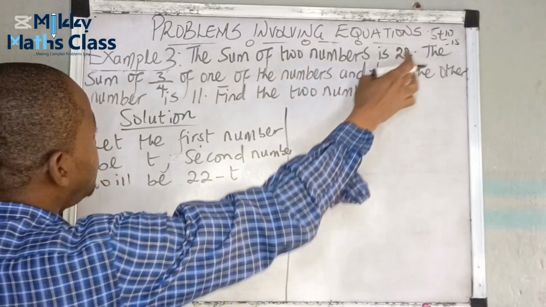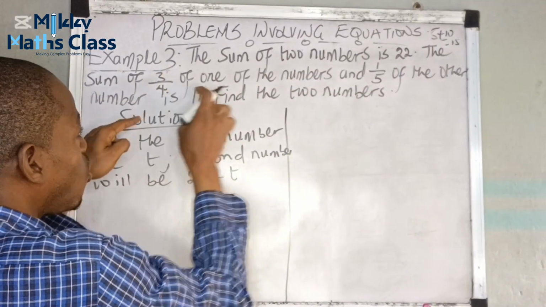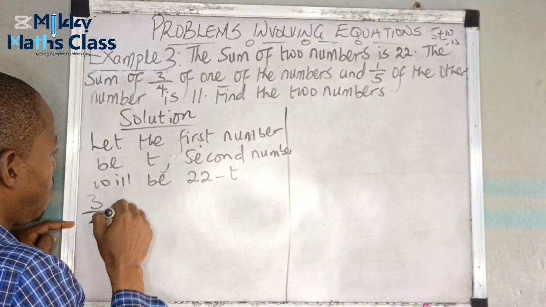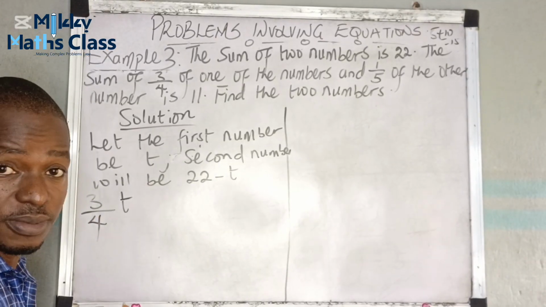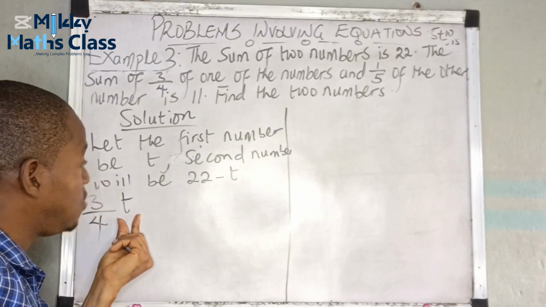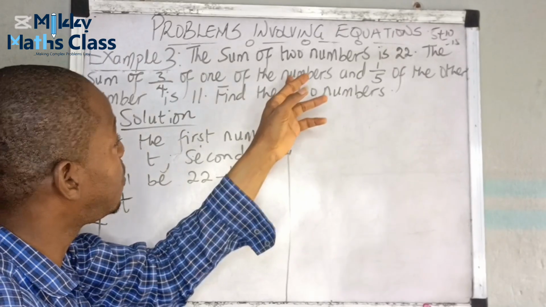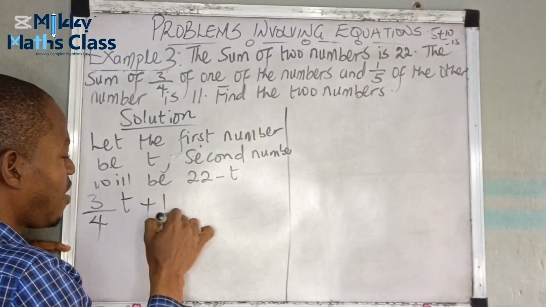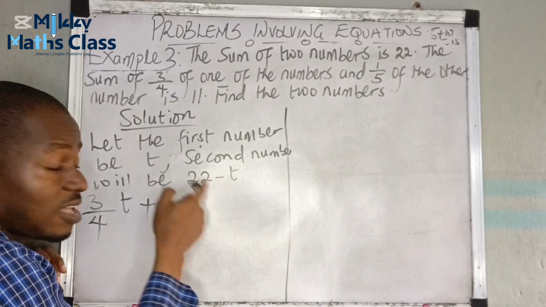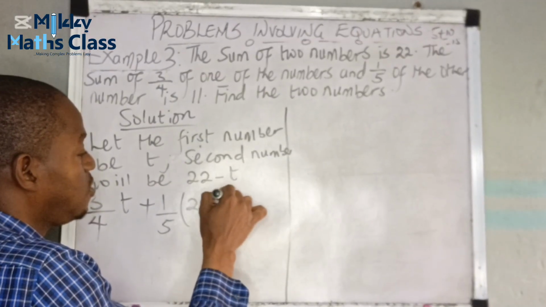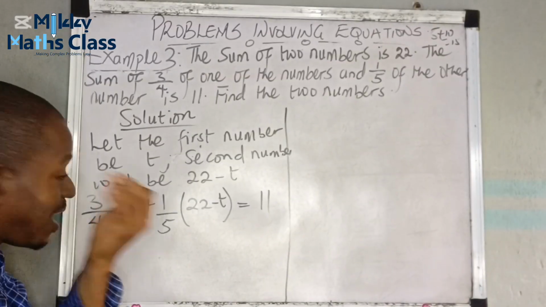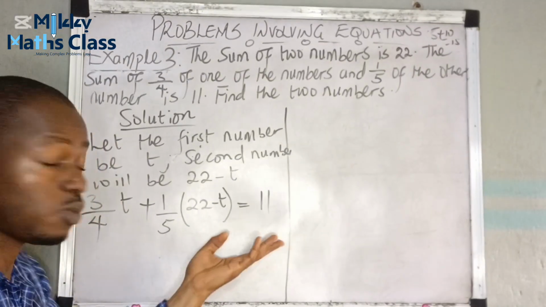Now, the sum of 3/4 of one of the numbers. So let's say 3/4 of one of the numbers, 3/4 of t. Of means multiplication. 3/4 of this t, and 1/5 of the other, that's plus 1/5 of this other one, that's 22 minus t, is equal to 11. Find the two numbers. So we have brought out our equation.